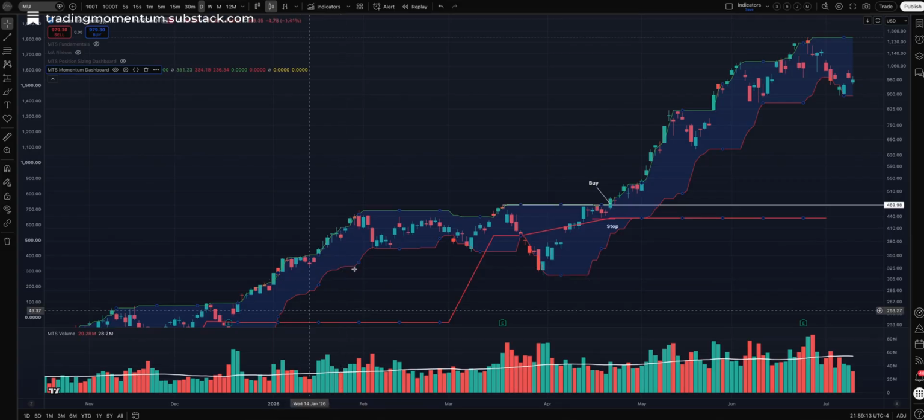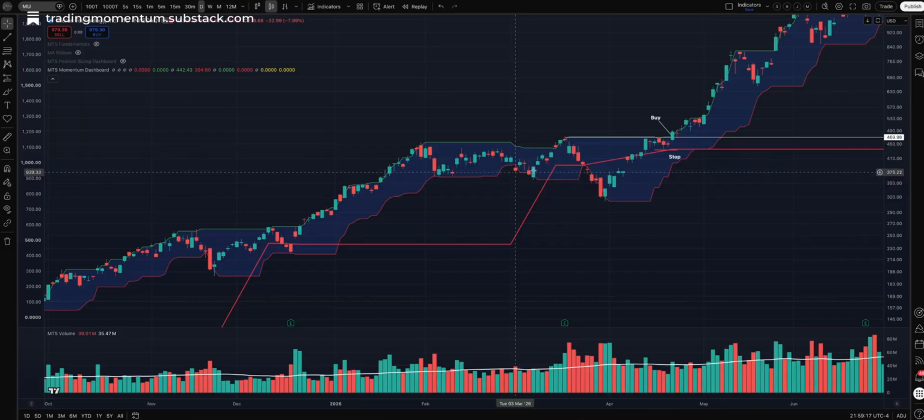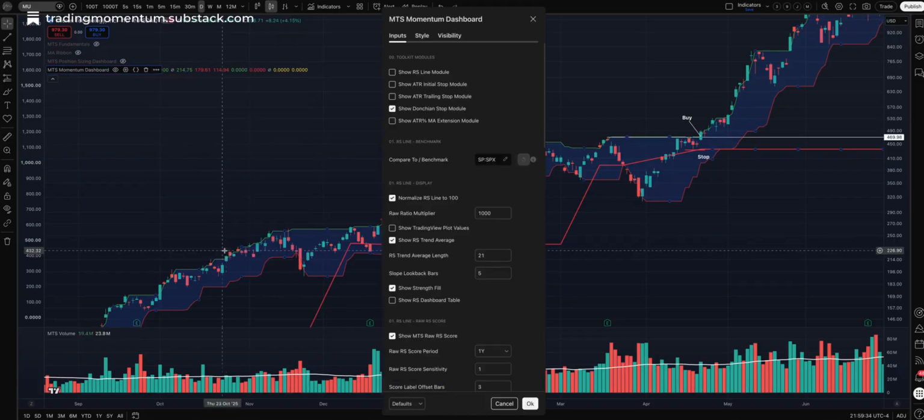And if you look back, when price came in here or started to break the lower Donchian, it's a pretty good signal to either close the trade or cut some. You see it here as well. So that's another thing you could do. You can adjust the Donchian settings.